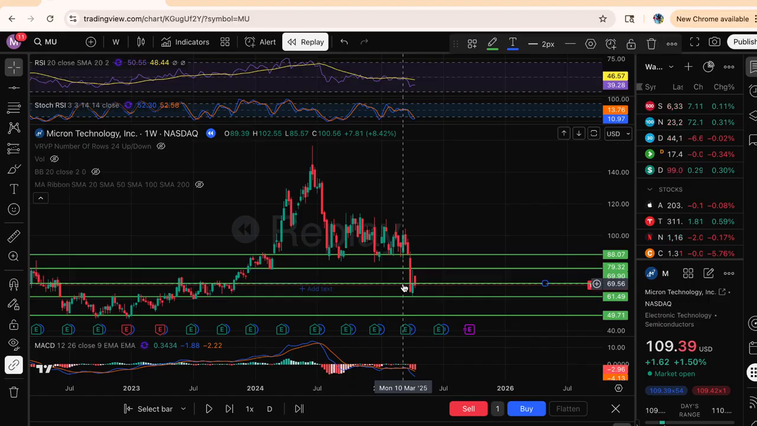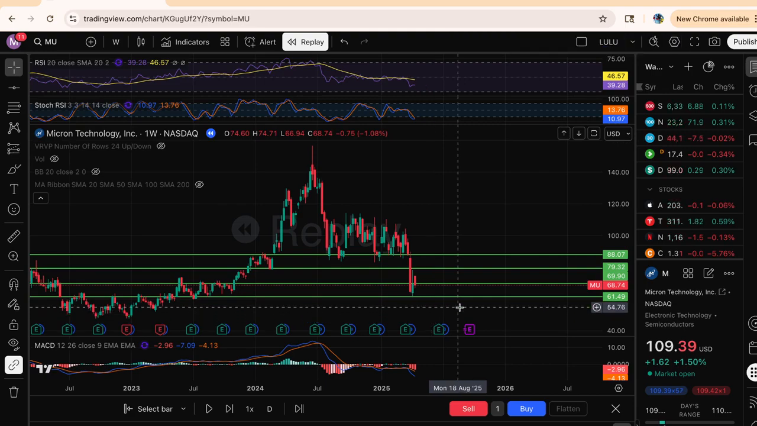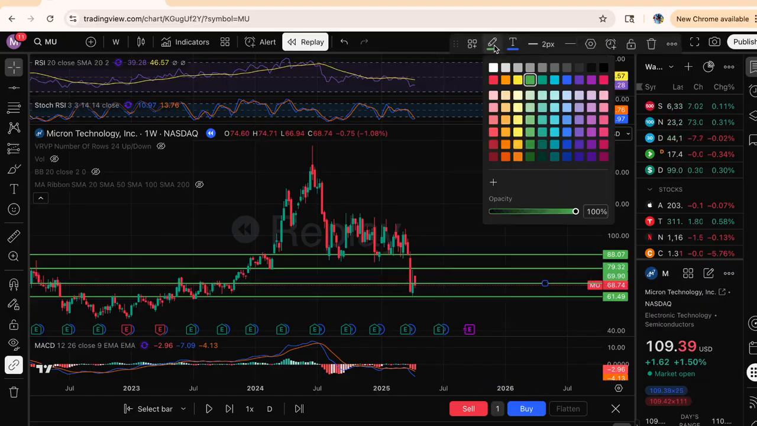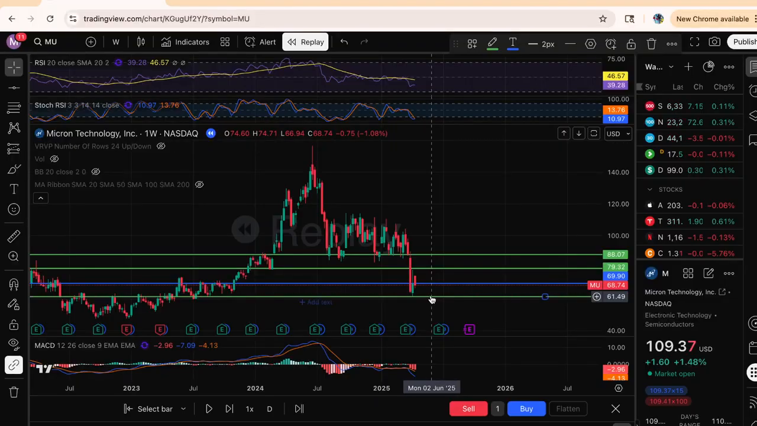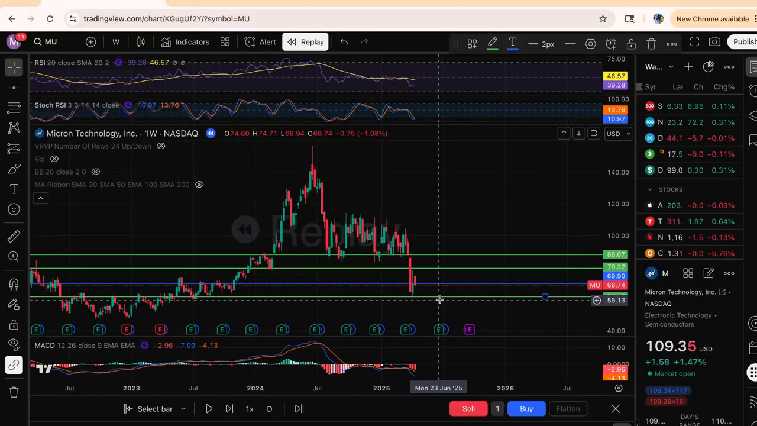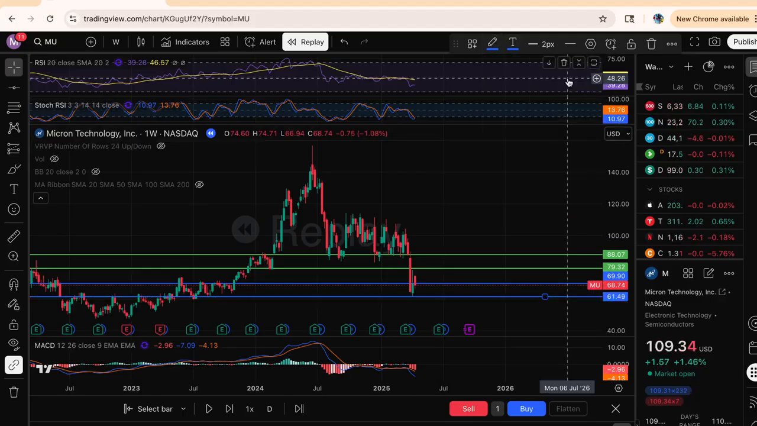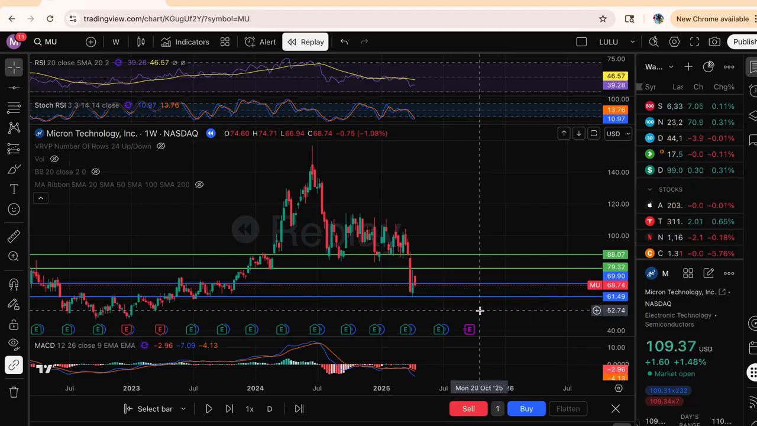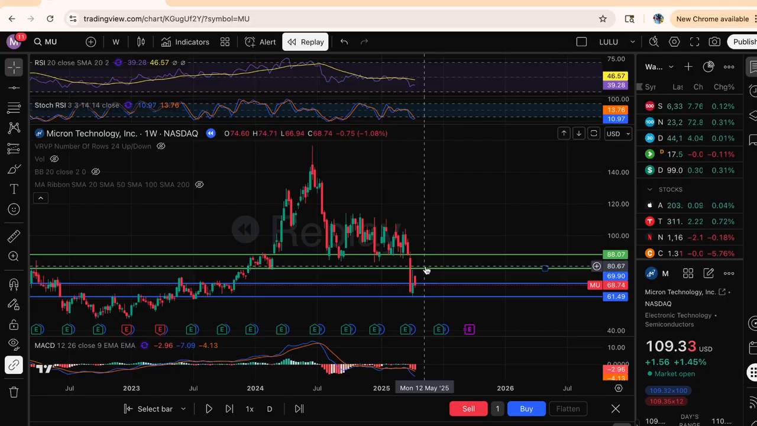So for me, if I get into this trade here, we'll clear out this support line just to keep it. And I'm going to change my support lines to blue, just so that we know that those are support lines. Okay. So let's just say we get into this trade, once it breaks above it and we get into this trade.